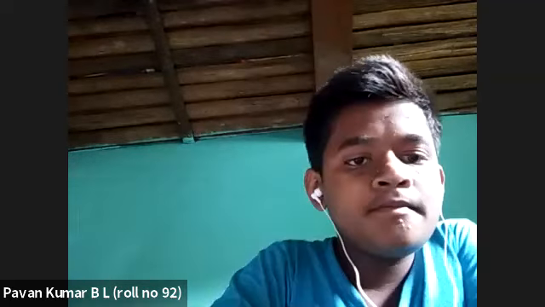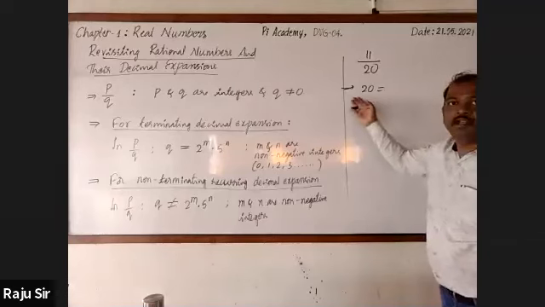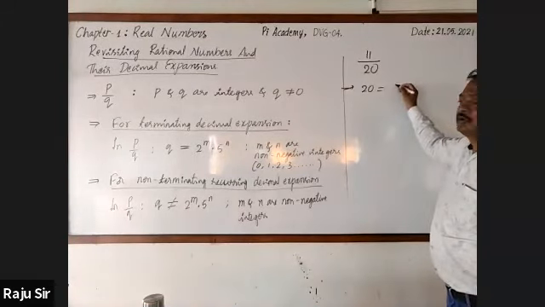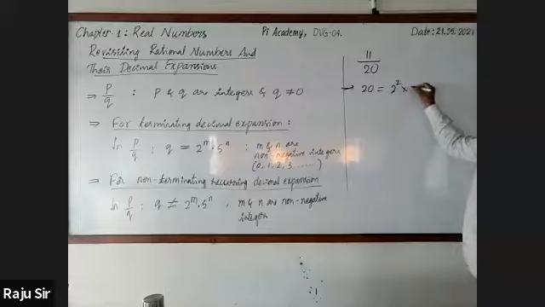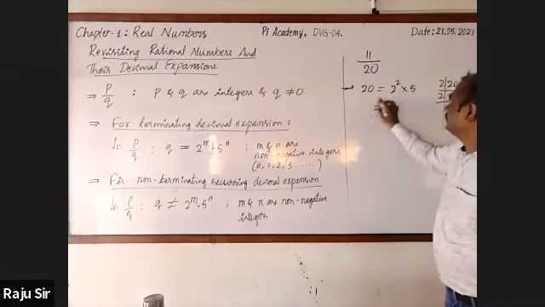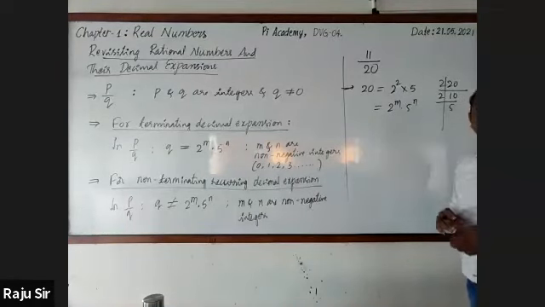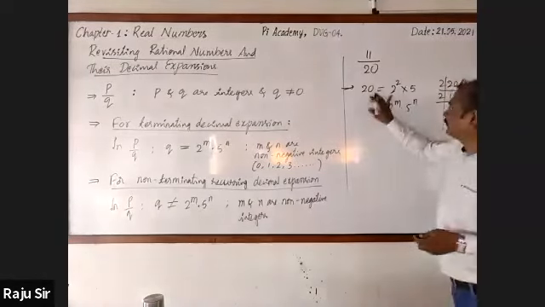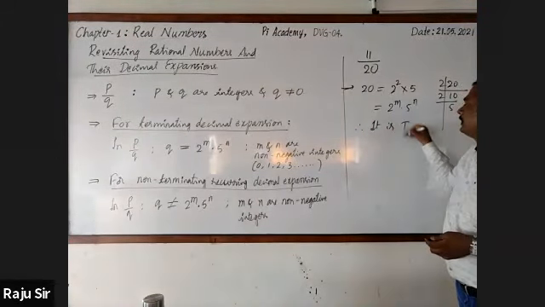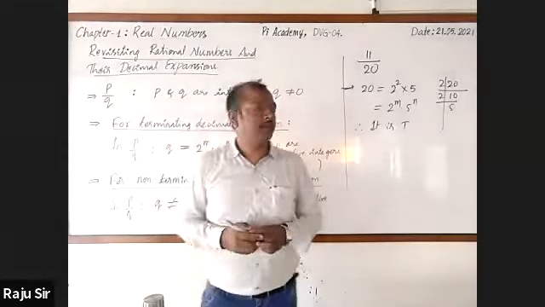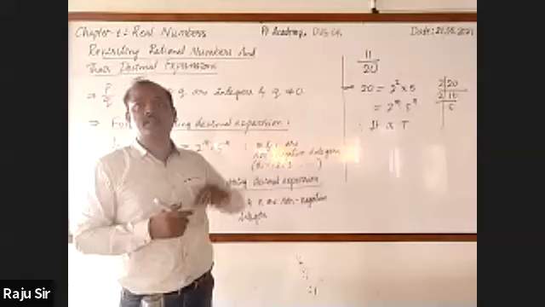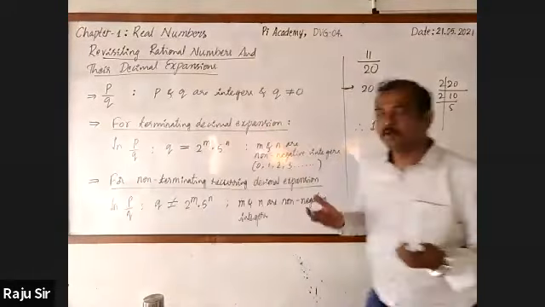Okay. Look here. Denominator 20 is there. Its prime factorization is 2 square into 5. You can find out like this: 2 tens are 20, 2 fives are 10, so 2 square into 5. Now the denominator is of the form 2 raised to the power m into 5 raised to the power n. Therefore, it is terminating decimal expansion. If so, after how many digits will it terminate? 2 digits, sir.